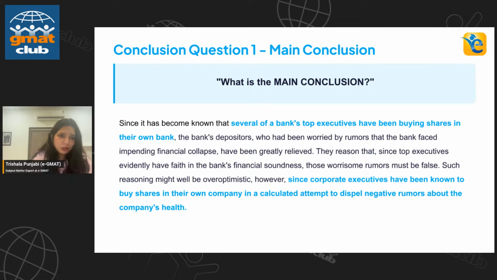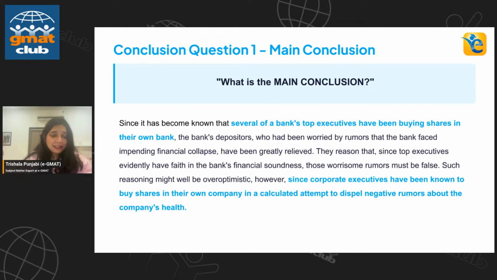What is happening in the argument? There is some circumstance where a lot of bank top executives have been buying shares. Because of that, depositors concluded that, oh, now we don't need to worry. Now we are relieved because, apparently since they are buying, the rumors must be false. Now, what the argument is saying is that such reasoning might as well be over optimistic. Why? Because corporate executives have been known to buy shares in their own bank at a calculated time. That is the entire structure of the argument.